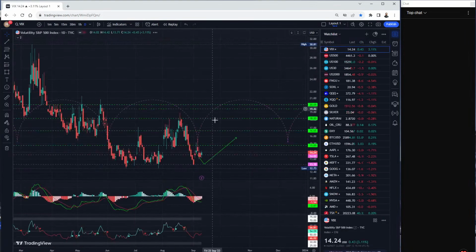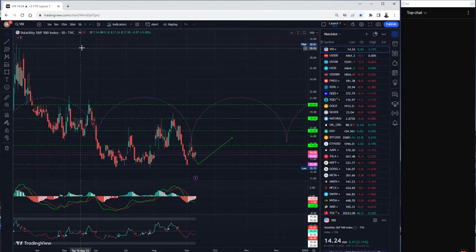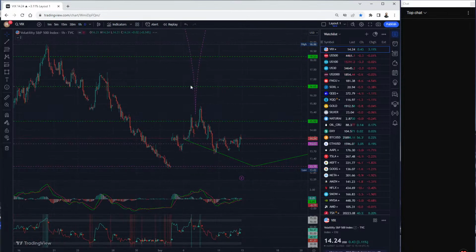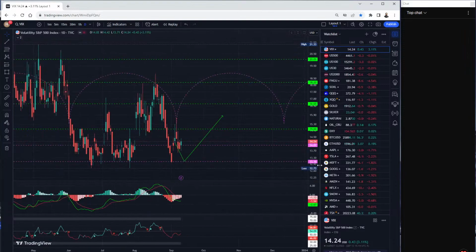And VIX, massive 3% up move. If I go to the 1 hour chart, there are gaps here. So let's see if it wants to come down and fill that gap before going higher. We'll see. But if it goes down tomorrow, sells off, and fills this gap around 13.1, that's going to be very bullish for the entire stock market.